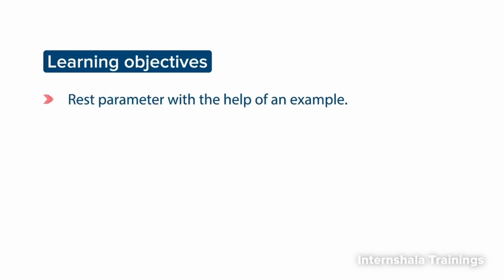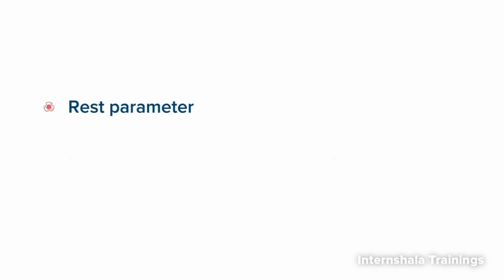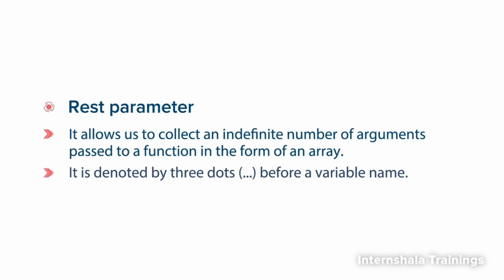After going through this video, you will be able to explain the rest parameter with the help of an example, and the spread operator with the help of an example. Rest parameters were included in JavaScript in 2015, which allows us to collect an indefinite number of arguments passed to a function in the form of an array. They are denoted by 3 dots, which are added before a variable name.